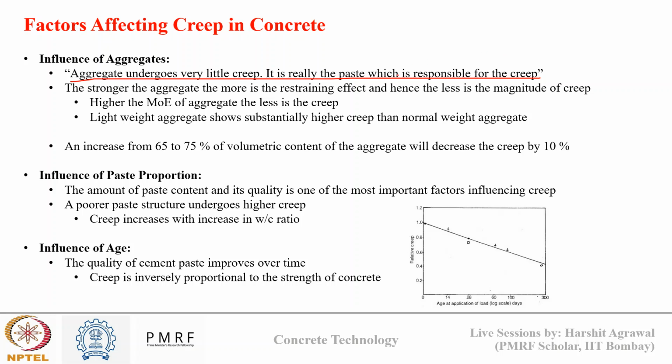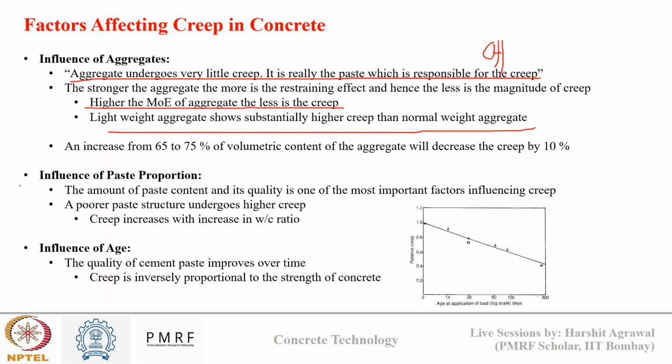So the stronger the aggregate, the more the restraining effect, and the less the magnitude of the creep. A higher MoE value of aggregate will result in less creep, and lightweight aggregate will show substantially higher creep than normal weight aggregate. Aggregates restrict the crack growth, and it is the cement paste which is creeping over time. So aggregate has a positive influence on reducing the creep value.